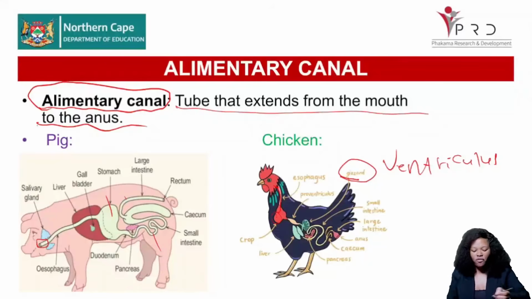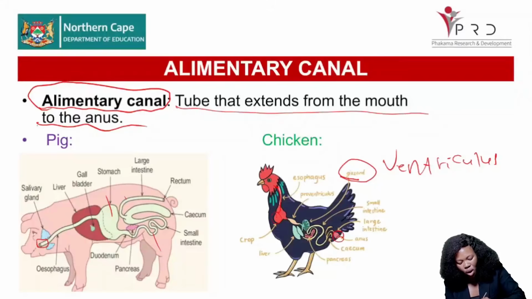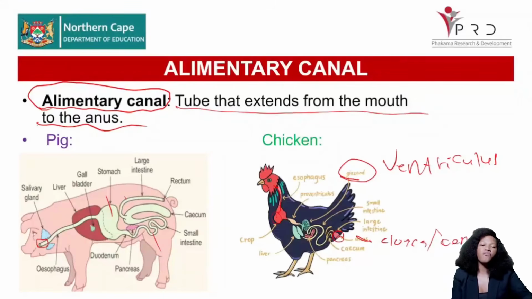And the last part of the digestive system of a chicken is also called a cloaca, not an anus, but a cloaca or a vent. So it is different from the external opening of a pig, right?